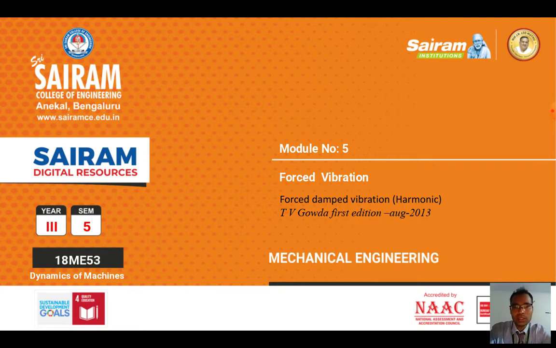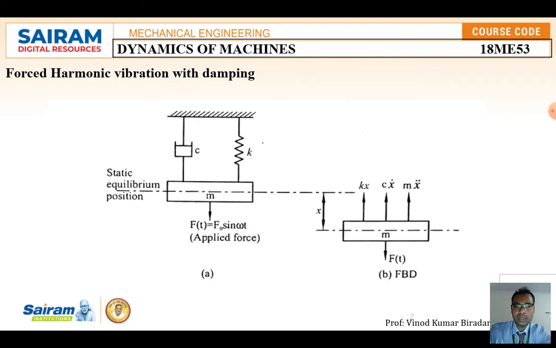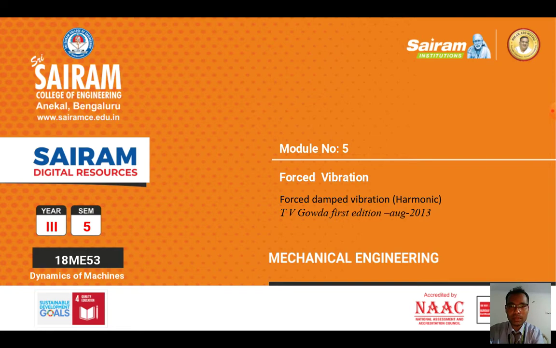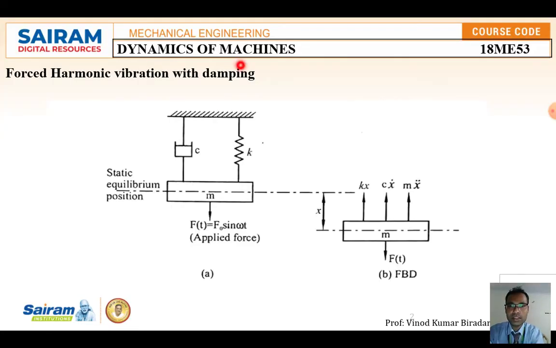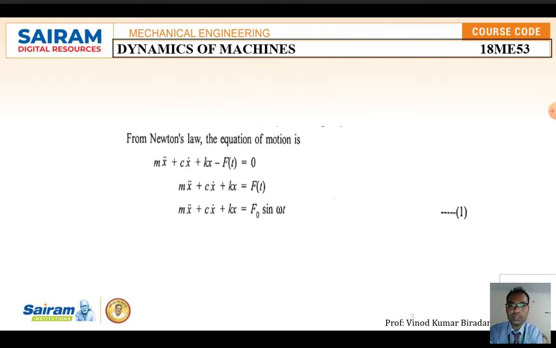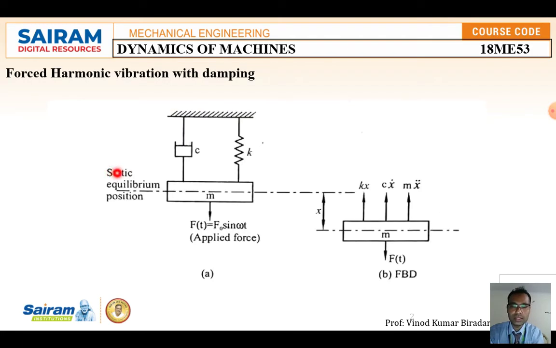Okay, so now I am going to consider a spring mass damper system. The headline is forced harmonic vibration with damping, so damping means we are going to consider the damping system here. This is a spring mass damper system. This is a mass, this is a damper, and this is a spring which is connected to a fixed end. This is the static equilibrium position, that is a horizontal line.